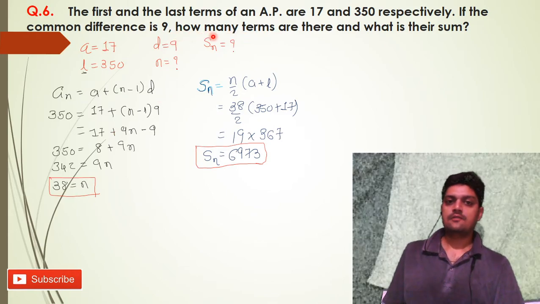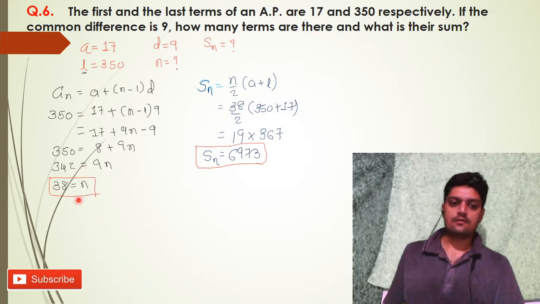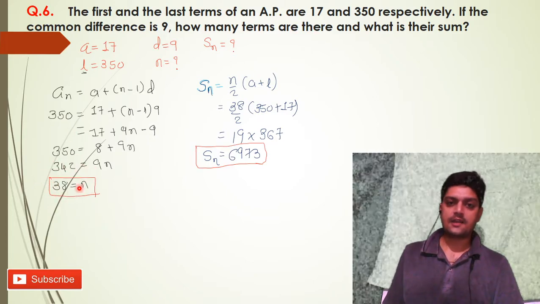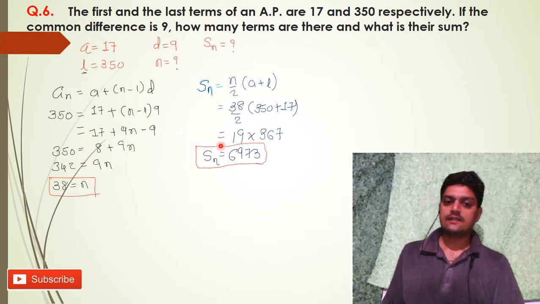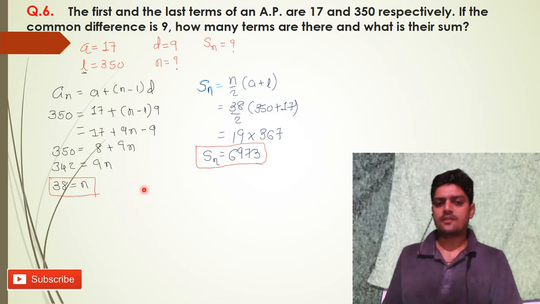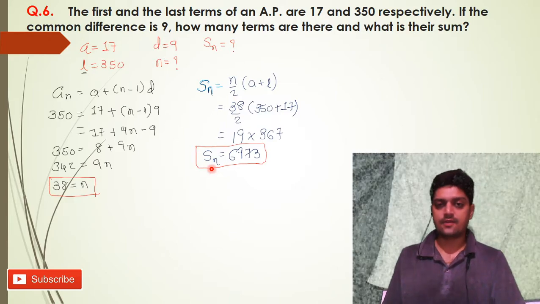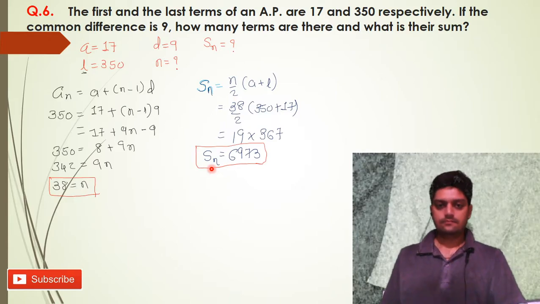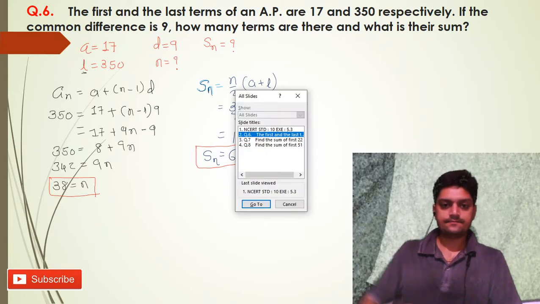So see, they have asked us how many terms are there. Okay, so you have to write here total 38 terms, and their sum is 6973. That you should write in statement form. I'm not writing it here, but you can understand what I want to say. Okay, so let's go ahead towards the second question.